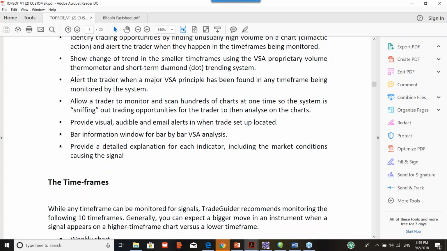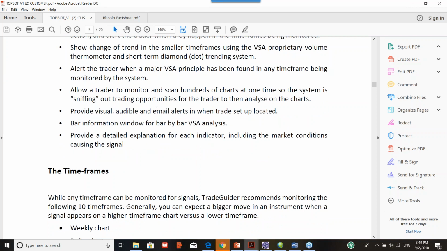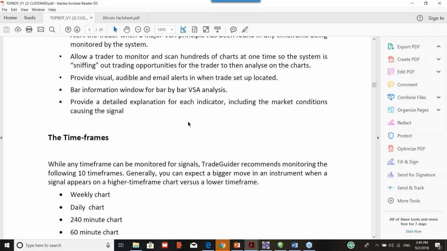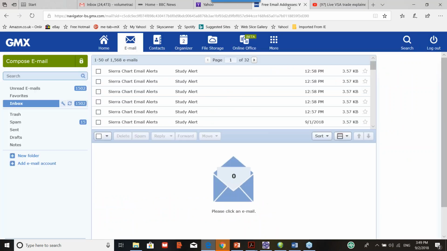And then, how do we know when there's an alert? We get audible, visual, and email alerts, 3 different types. Okay, so you set the system to email you, as I've just shown you in my GMX account, to tell you what an email alert actually looks like. Okay, let's open one.